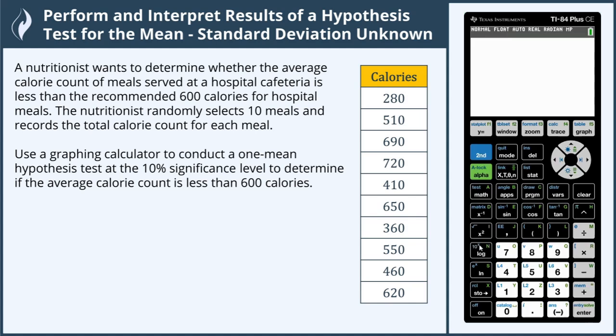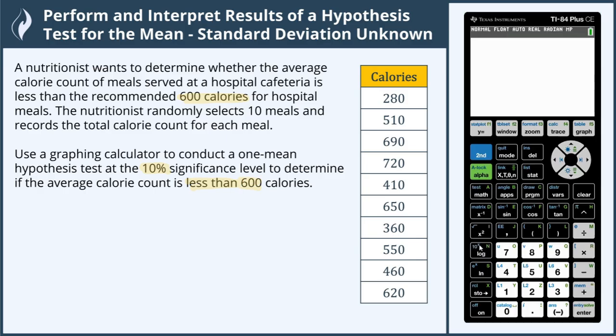Hi everyone. In this video, we will perform and interpret the results of a hypothesis test for the mean with the standard deviation of the population unknown. A nutritionist wants to determine whether the average calorie count of meals served at a hospital cafeteria is less than the recommended 600 calories for the hospital meals. The nutritionist randomly selects 10 meals and records the total calorie count for each meal. Use a graphing calculator to conduct a one-mean hypothesis test at the 10% significance level to determine if the average calorie count is less than 600 calories.